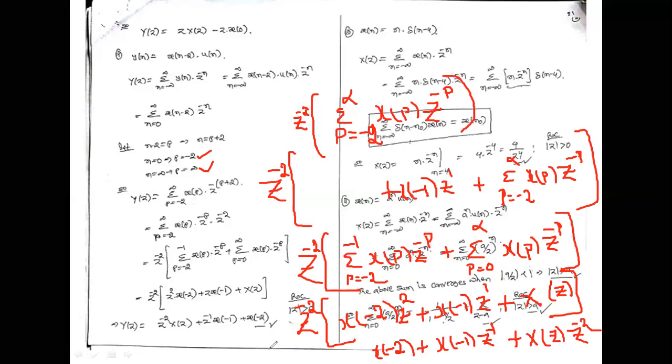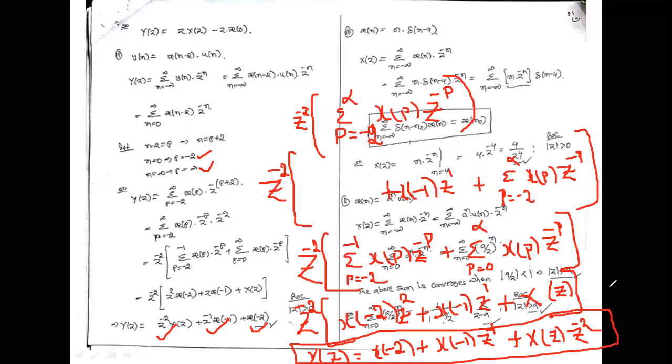That is the function after expanding the y of z. So y of z is equal to x of z z power minus 2, x of minus 1 z power minus 1 and x of minus 2. Got it? But what is the ROC? The ROC is greater than 2 only, because it is mu of n. The ROC is greater than 2 because its value starts from p plus, n minus 2 is there here. The function n minus 2, mu of n.